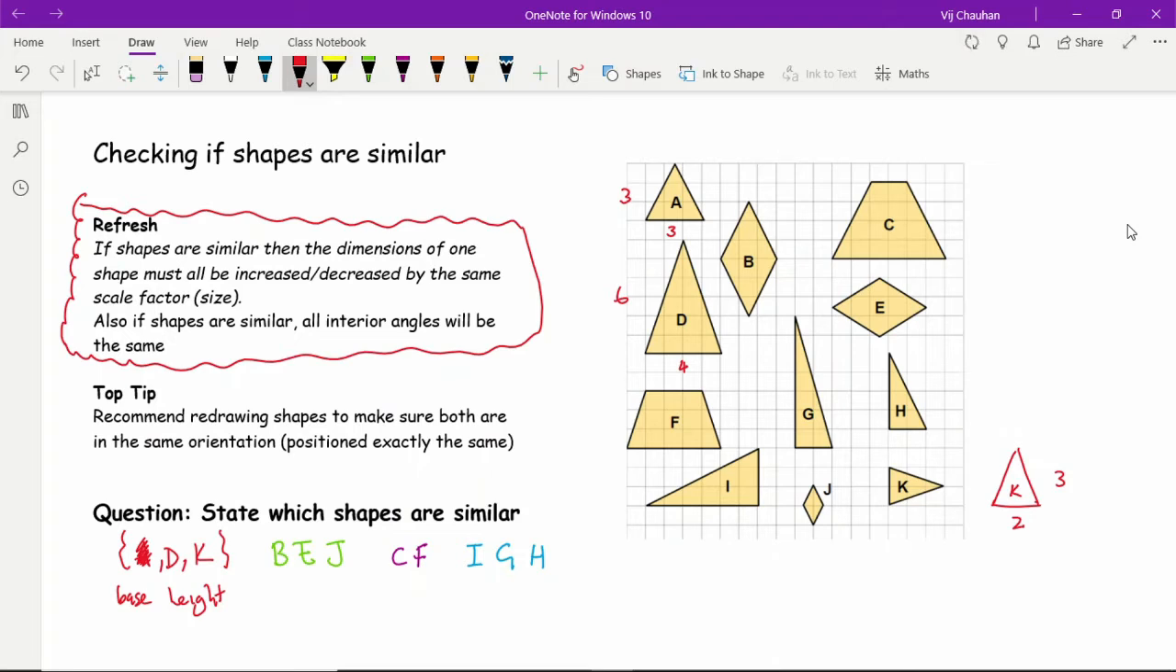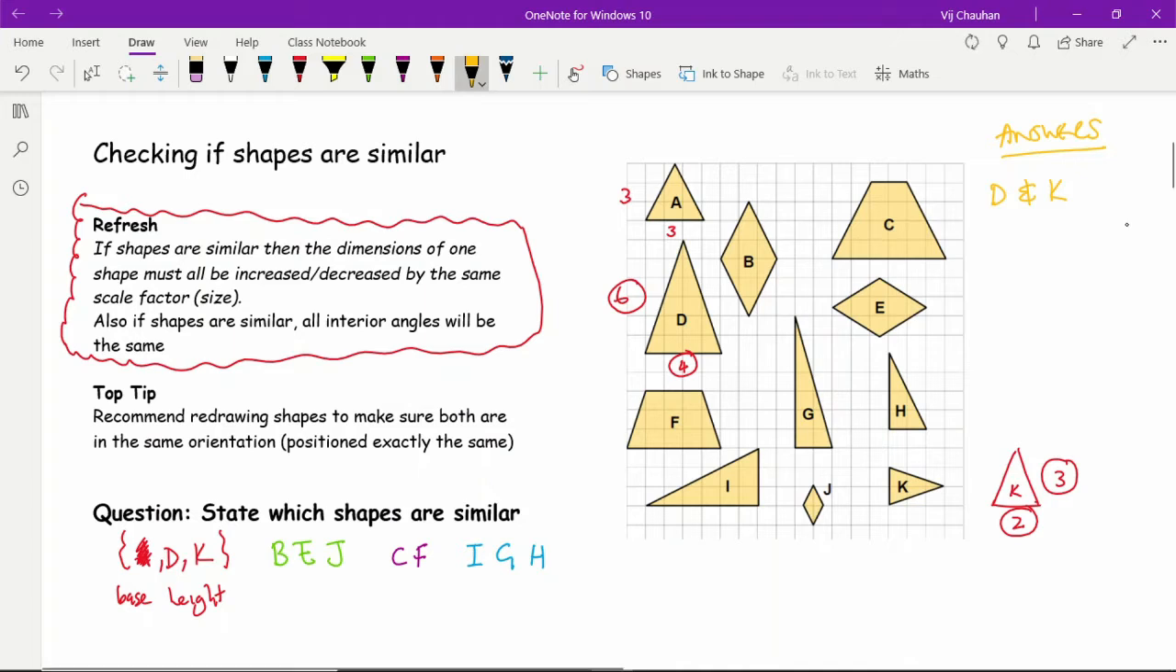Now, to check whether this is the case, looking at the bases and comparing the 2 bases, I've got 2 and 4, so you can see that if I double 2, that's going to give me 4, and if I double 3, it's also going to give me 6. So the fact that there is a common factor or a common multiple that goes from these 2 sets of dimensions means that they are similar. So then one of the answers, if I write the answers here, is that D and K are similar.